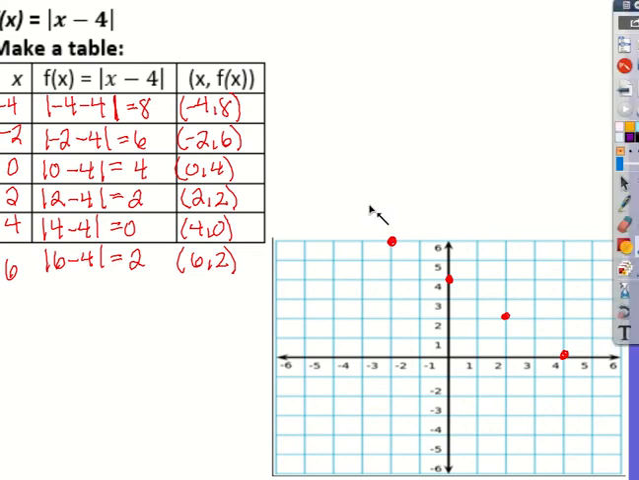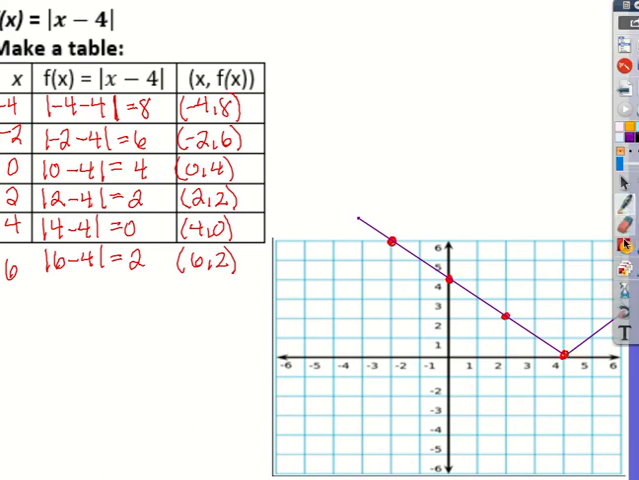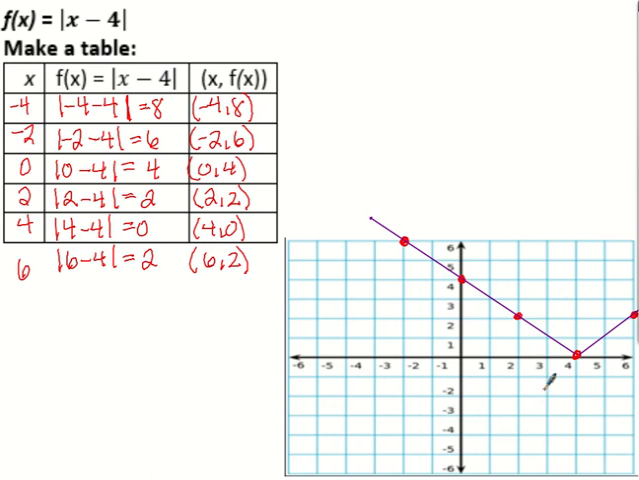So here's one side of my V, and then I need this to move. Here we go. Other side of my V. So we can see now it hasn't been shifted up or down. This actually shifts my vertex left or right.